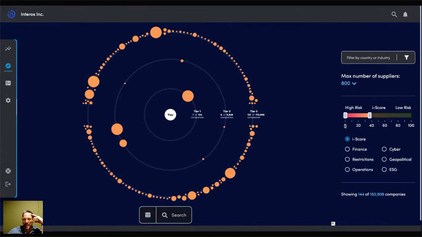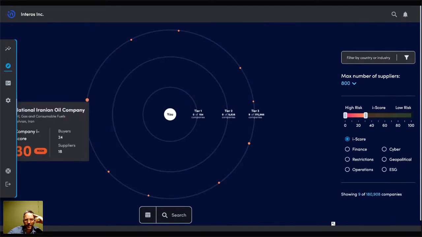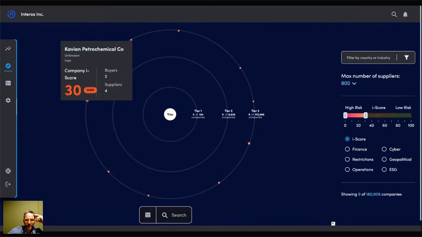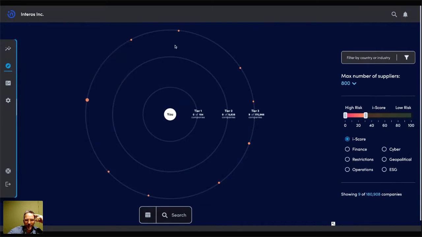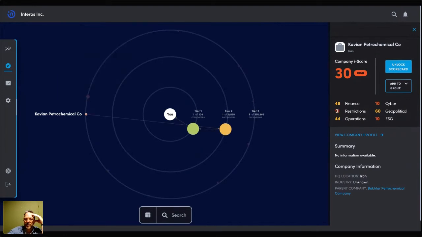So now I'm looking at a nice score of 0 to roughly 30. So these are really low when it comes to score. These are scoring really, really poorly in my ecosystem, right? So this is the National Iranian Oil Company. This is some other company here, the Cavian Petrochemical Company. And if you were to open that, you can see they are really very vulnerable when it comes to restrictions, cybersecurity, ESG, environmental and social governance. They are doing really poorly.